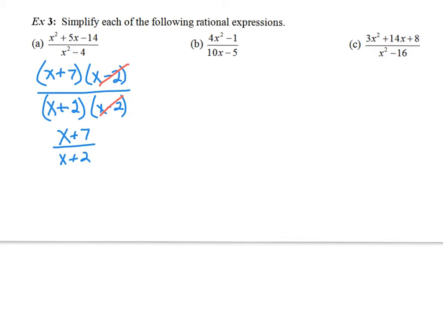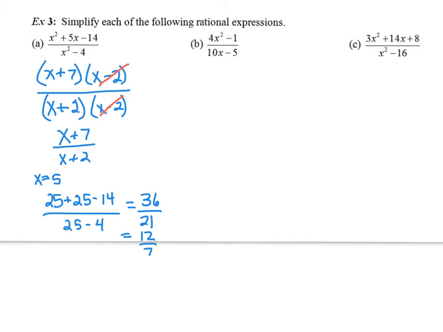I'm going to encourage you to check each of your answers like we did on the first example. So select any value of x. In this case, I'm going to pick x equals 5, and I'm going to see if this gives me the same value in both the original expression and the newly simplified expression. So in my original, I'm getting 25 plus 25 minus 14. That, of course, is 36. And the denominator, I'm getting 25 minus 4, which is 21, and that reduces to 12 over 7.